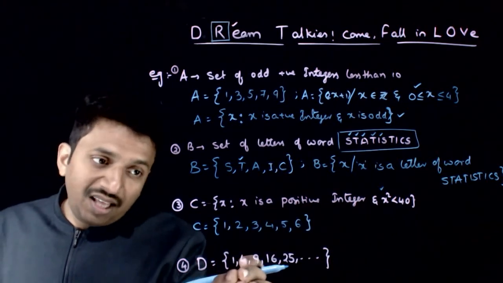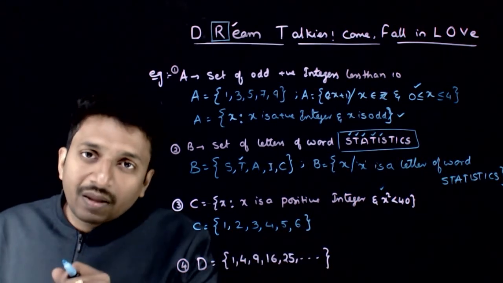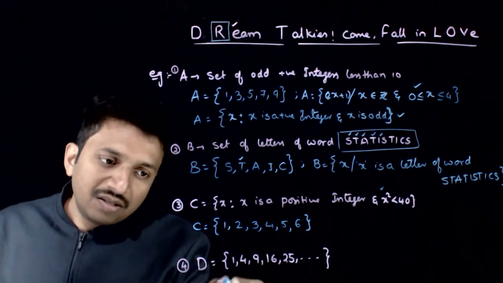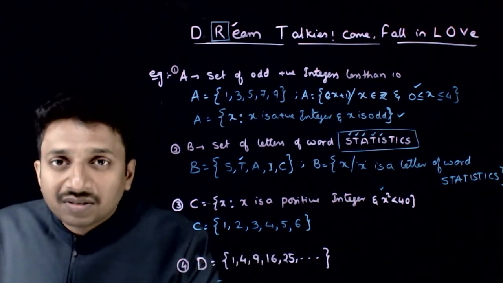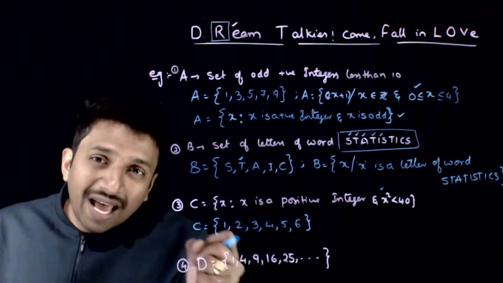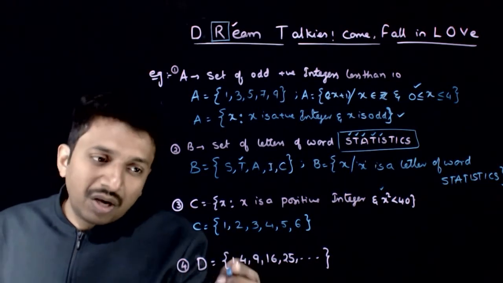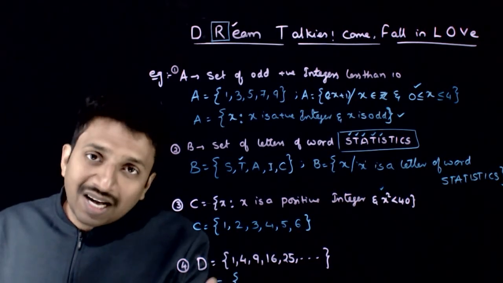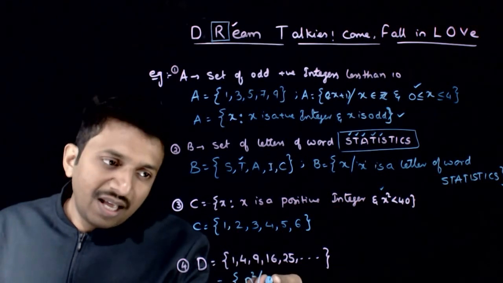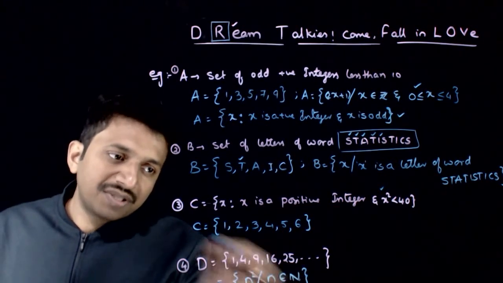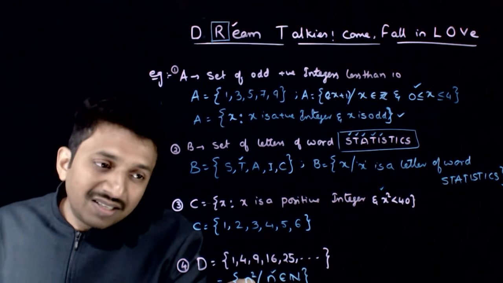So if you take the set D, D contains 1, 4, 9, 16, 25, and so on. This is a roster form. What is the set builder form for this? So clearly you can see that these are squares of natural numbers. So when you write set builder form, you have to catch that property. So this is a set of the squares of natural numbers. So how do you write this in set builder form? Set containing elements of the form n square such that n belongs to natural numbers. So n is a natural number, but the element of my set is n square.